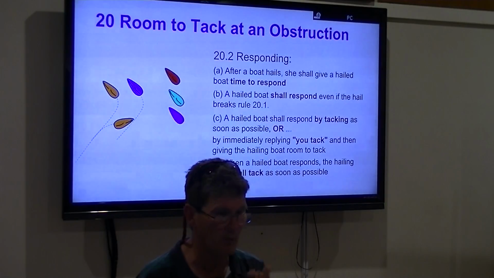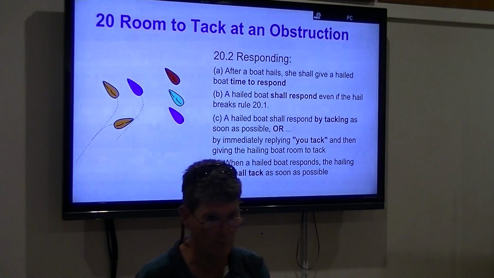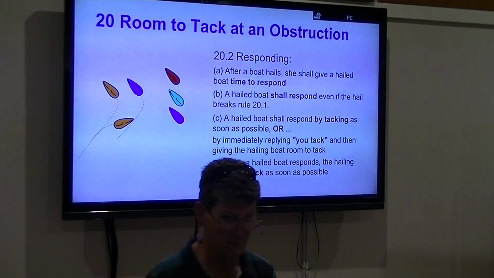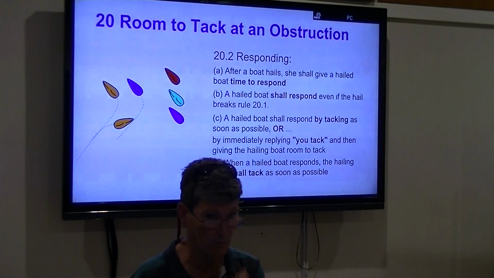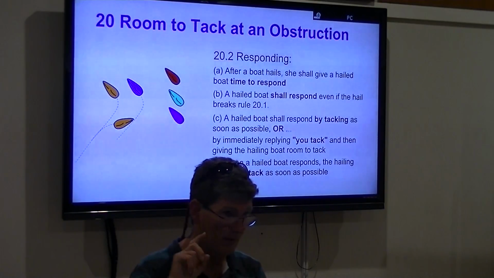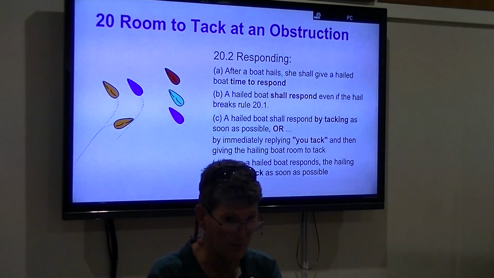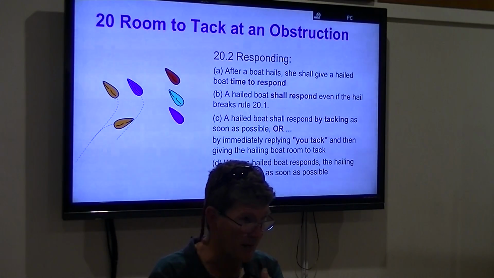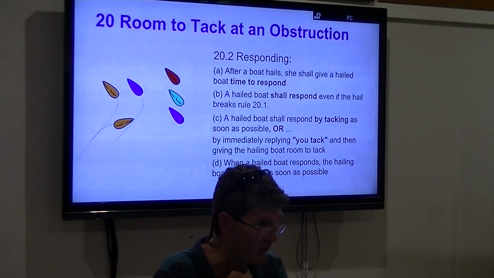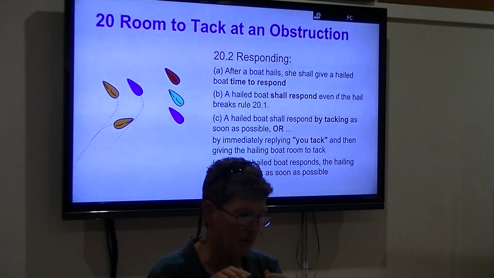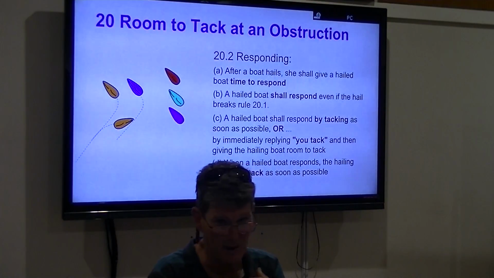And start calling out rule 19 for room to pass an obstruction. Because they hailed to tack, they're going to have to tack. If they don't tack, they break this rule. So it's a two-part rule. There are the conditions of whether you should hail or not. Once you've hailed, the boat must respond either by tacking or saying you tack and giving them room to tack. Once they respond, the boat that hailed must tack.